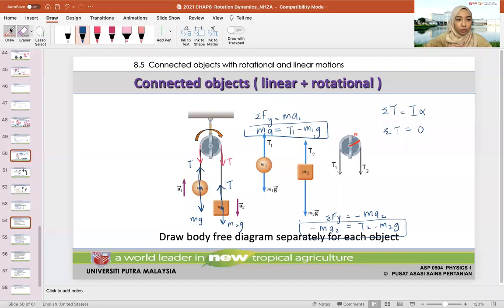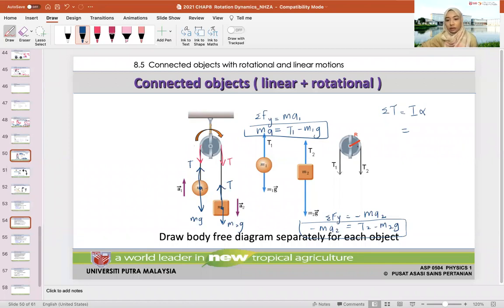Okay, so let's continue with this one. Net torque is equal to I alpha. I alpha is analogous to MA. Net F equals to MA. I is M, alpha is A. This is actually the same. Okay, so we have net torque equals to I alpha. This is my condition. What do I do next? I write down my free body diagram's equation.